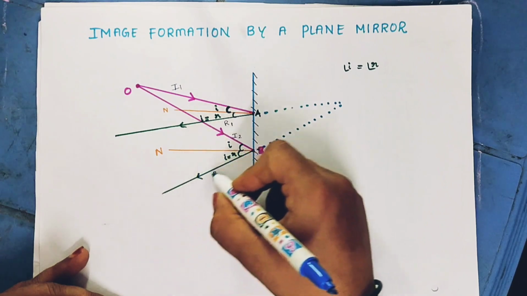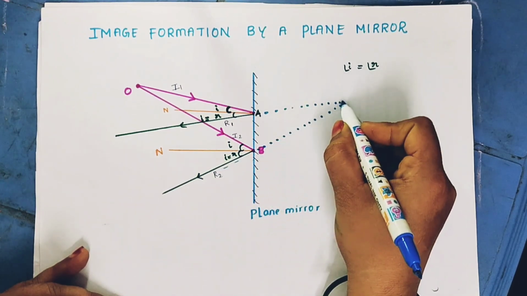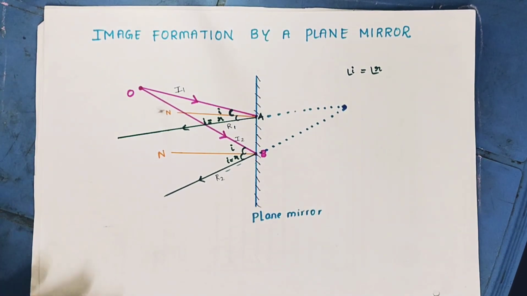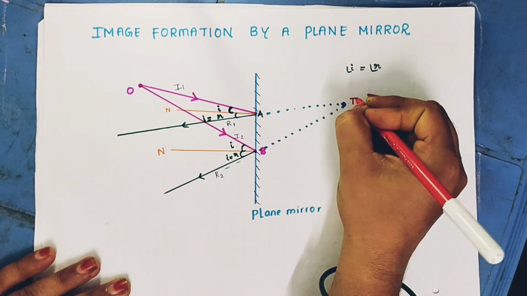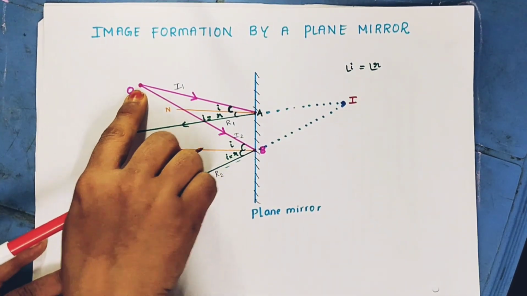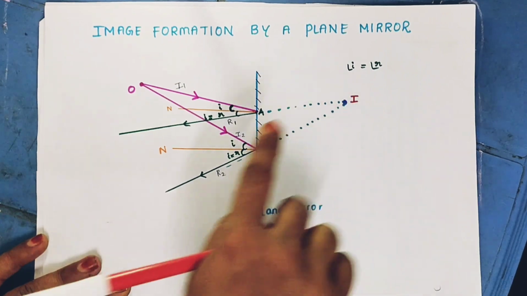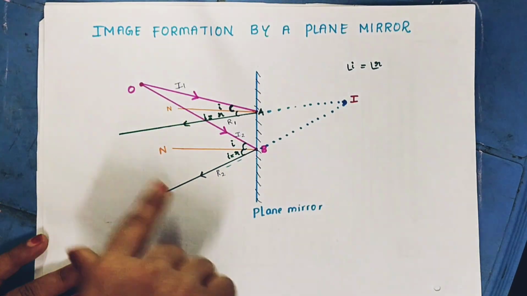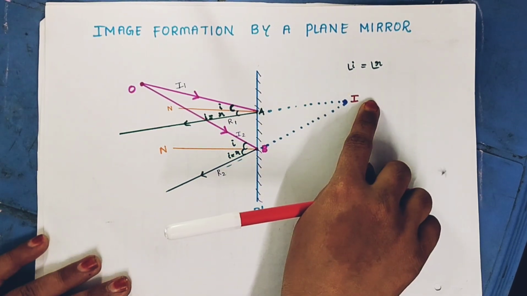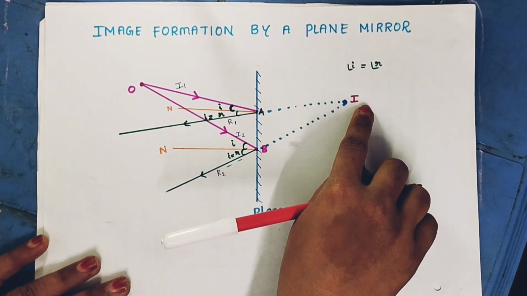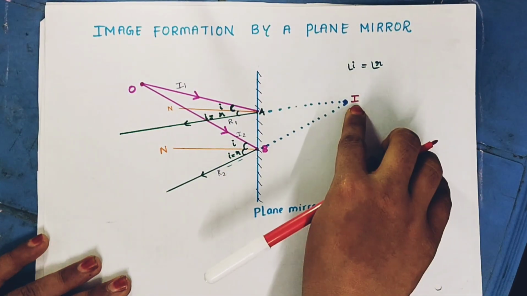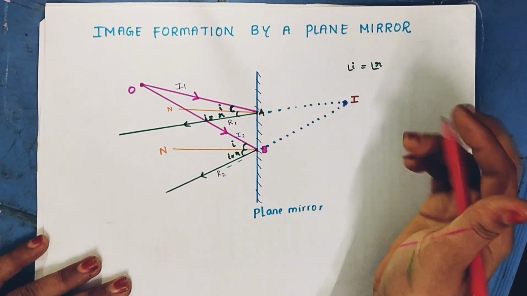If you again extend the reflected ray 2 to this point, they appear to diverge from this point. This point is said to be the image of this point object. This is our point object, this is our point image. But remember that these two reflected rays are not at all meeting with each other, but they appear to diverge, or they appear to meet at some point beyond the mirror. Mirror is here. Beyond the mirror at some point these two rays appear to meet with each other.